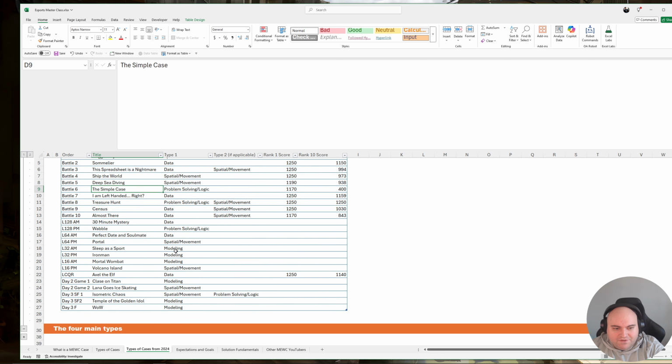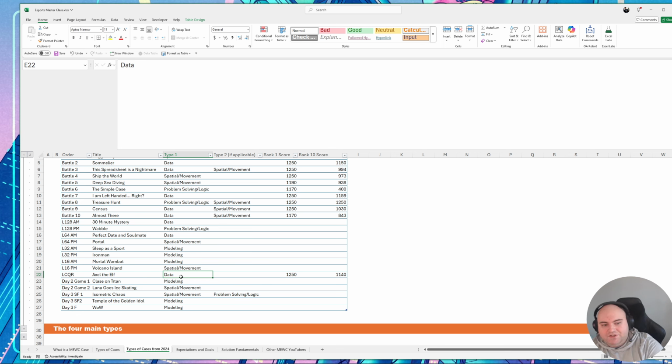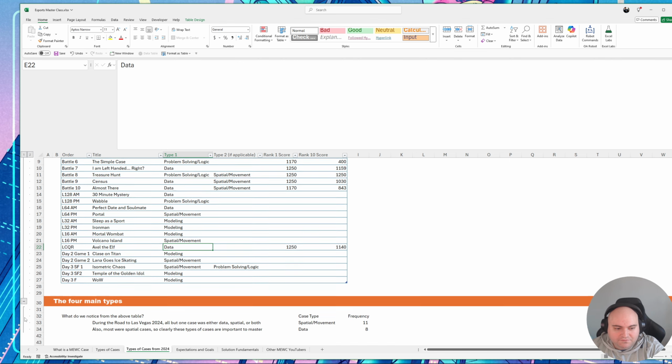I still have to go over some of these myself for the bracket, as well as the last chance and the finals cases. But the Iron Man seemed like a modeling one. Axel the Elf was a very good representation of a data case, and then some spatial and modeling ones to close out the 2024 season.